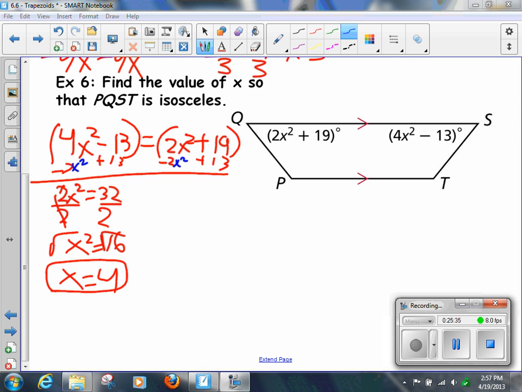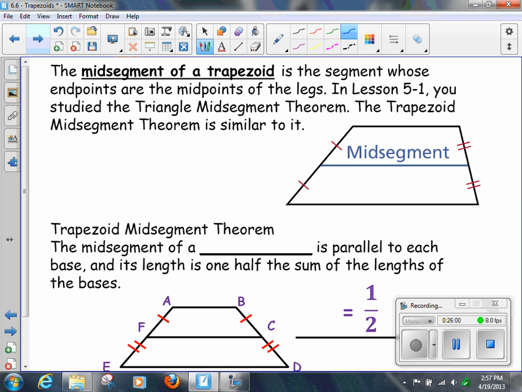The problem says that this is an isosceles trapezoid. And in an isosceles trapezoid, we know that the base angles are congruent, right? So we set them equal to each other and we solve. Other questions? No? All right, so we're back to mid-segment again.